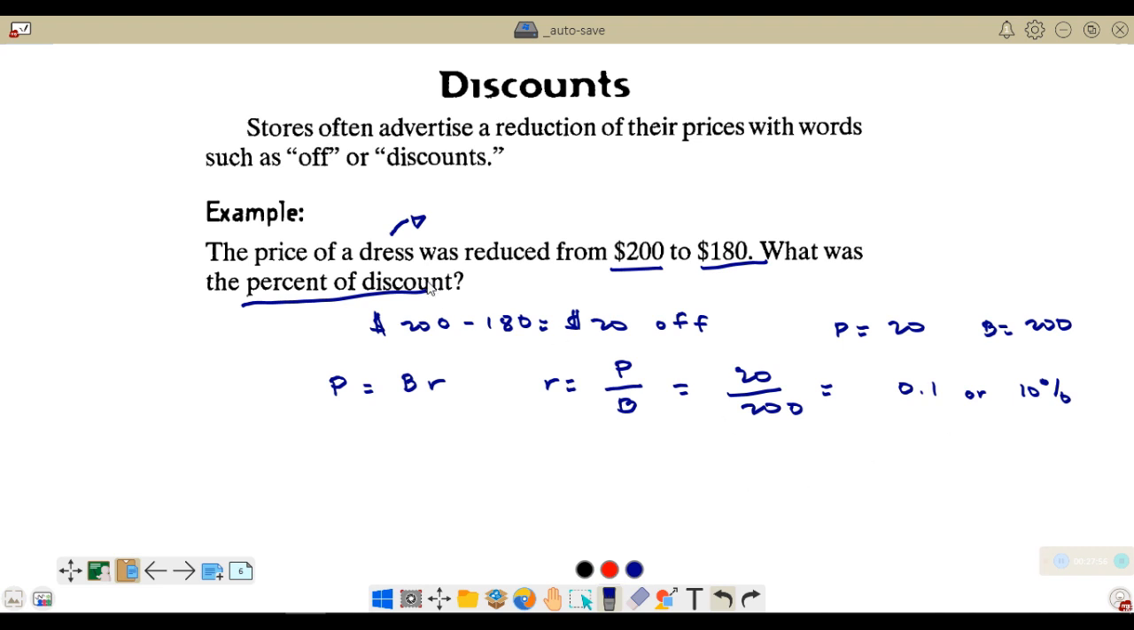We can also write it as an equation. So, the percentage is, say for example, X. Okay? So, a certain percent X is applied to 200.